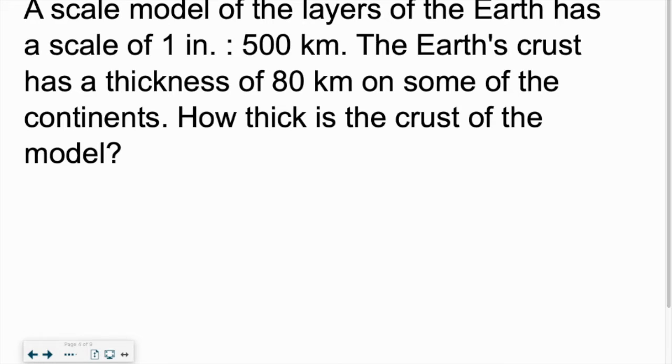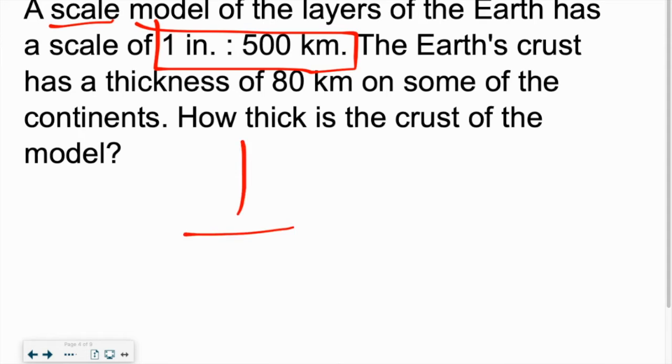When we go to the next slide, this is the big takeaway. This is what we want you to be able to do. It's what's written within the standard, to be able to find an unknown measurement when given a scale and a model or the actual. So again, the scale, this is the big thing: a model of layers of the crust of Earth has a scale of 1 inch to 500 kilometers. Box that up. That's the big thing. We're always looking for the scale. Everybody say scale. If you say scale, that's what we're looking for.